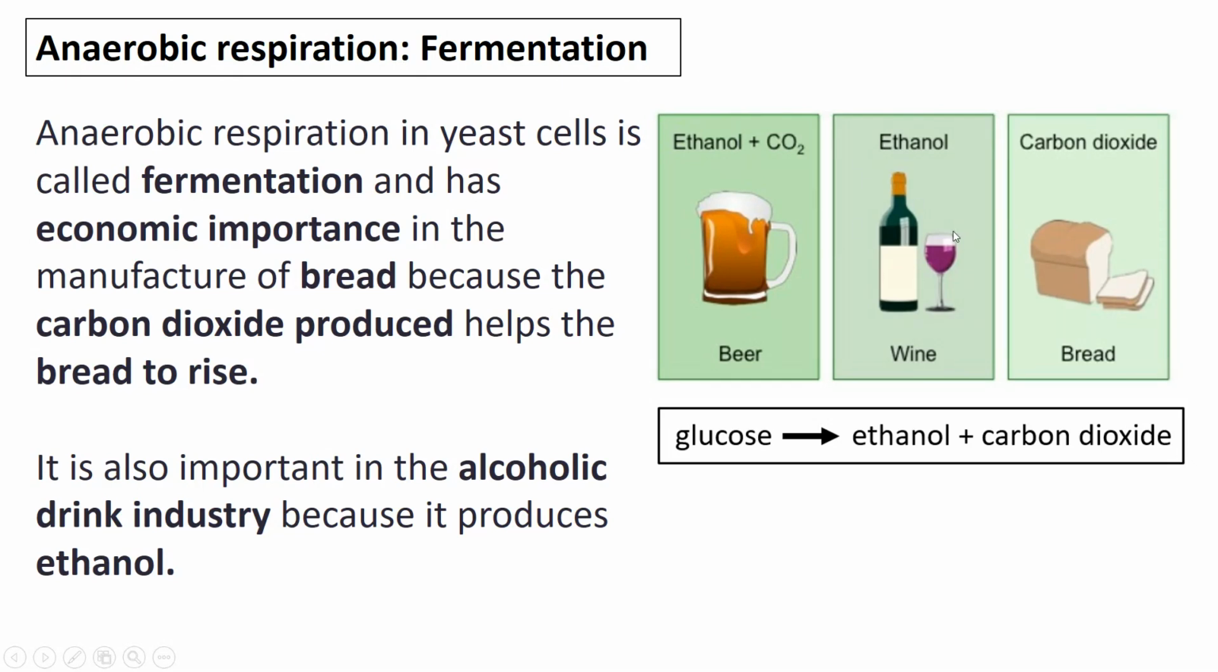The ethanol, the alcohol in the wine, comes from the yeast making the glucose and turning it into ethanol. The carbon dioxide tends to go into the atmosphere in that example. And in bread, to make it rise, the carbon dioxide produced helps to make air spaces in the bread. The ethanol actually evaporates when it's cooked.